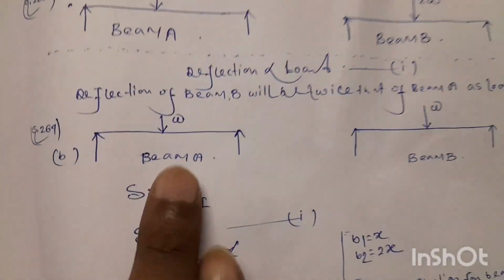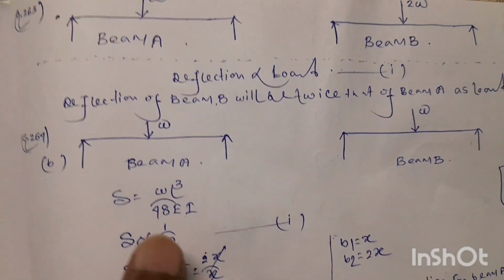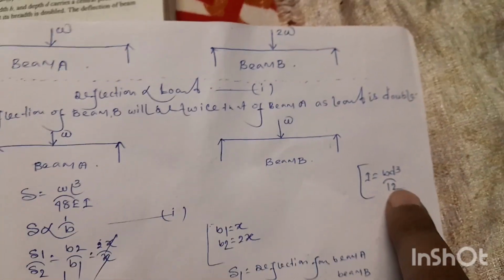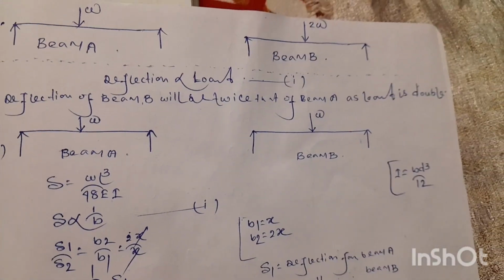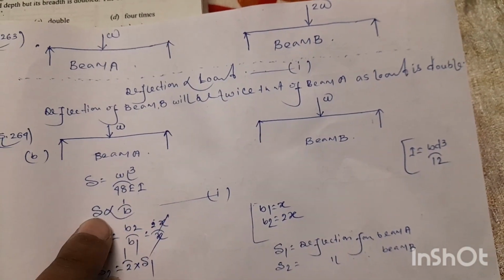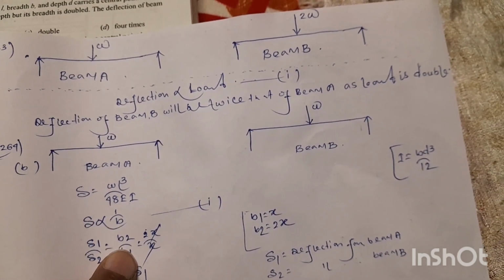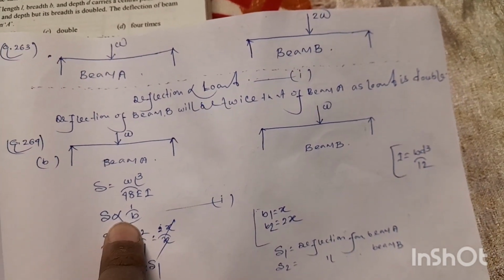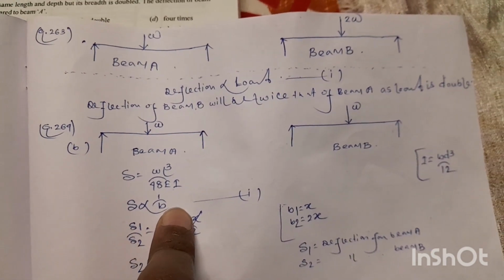So we know if the point load is acting on a simply supported beam at the midpoint, the deflection will be WL³ by 48 EI. And we know moment of inertia I will be equal to BD³ by 12. So if we put the value of I in this equation, we can write deflection varies as 1/B, or the breadth of the section of the beam. So here we can say the deflection of the beam is inversely proportional to the breadth of the beam section.